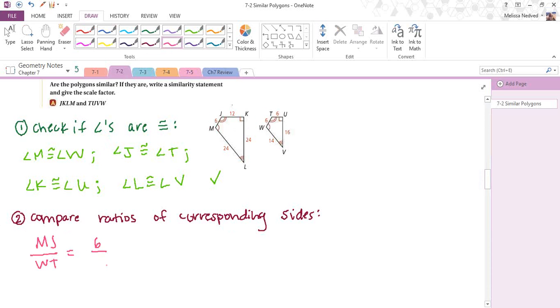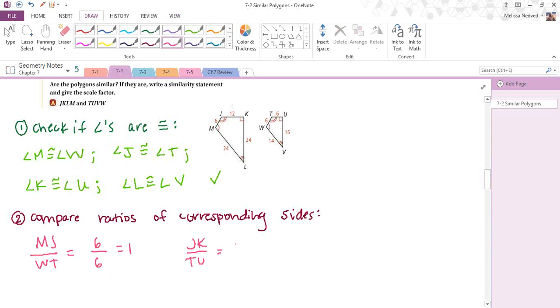MJ has a length of 6. WT also has a length of 6. And then go ahead and reduce. 6 over 6 is 1. Always reduce. Okay? Now that we're in the process of checking, the next corresponding sides would be JK corresponding to TU. And again, you can pick these in any order.